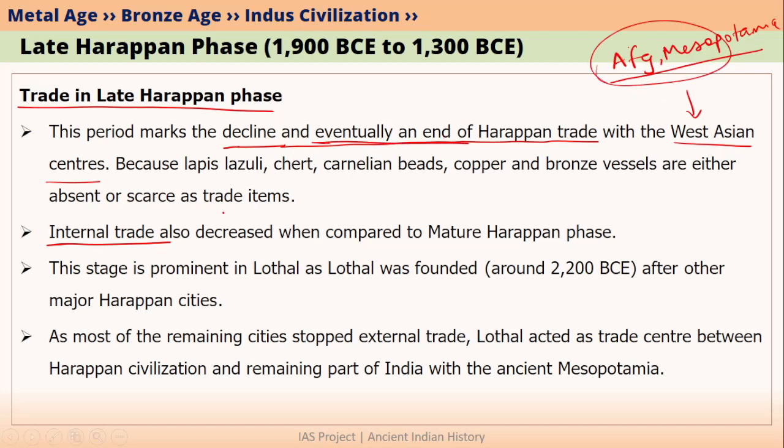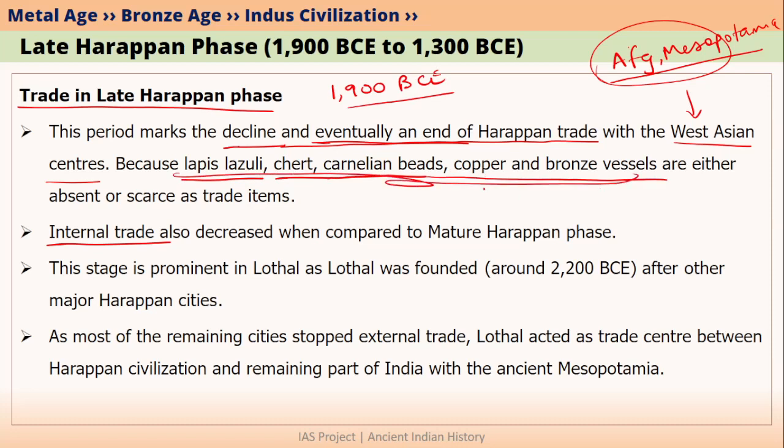How do we know this? We know this because from around 1900 BCE onwards, there was a decrease in the number of items that were made using lapis lazuli, chert, carnelian beads, copper, bronze vessels and all these. And most of these things were actually imported. So if we are not finding these things after 1900 BCE, it means that their imports decreased. So that is why most of these items from late Harappan phase are either absent or very less. So not only external trade but also internal trade declined.